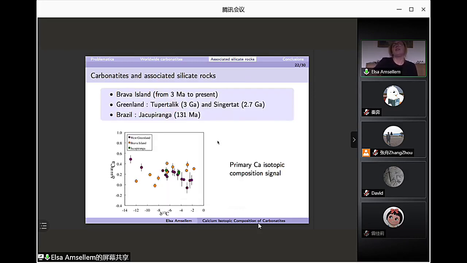So I studied silicate rocks for 3 complexes: Brava Island in Cape Verde, Tuttutoq and Sigertat in Greenland, which represents the oldest carbonatite, and in Brazil, Jacupiranga. Here it's just the calcium isotopic composition of these carbonatites that we see does not really correlate with the carbon isotopes, which would say that the calcium isotopic has a primary signal.